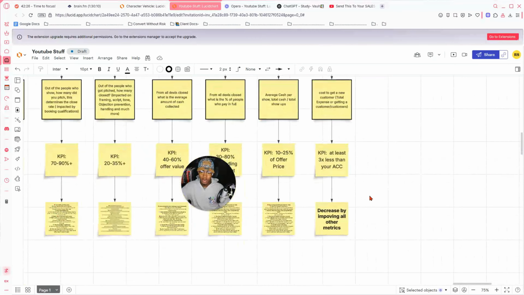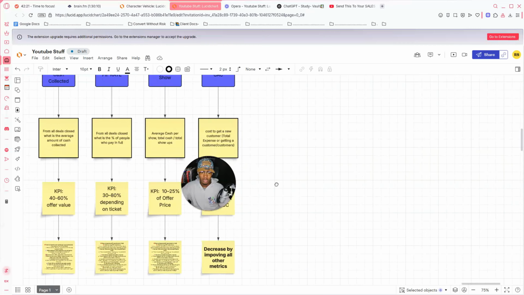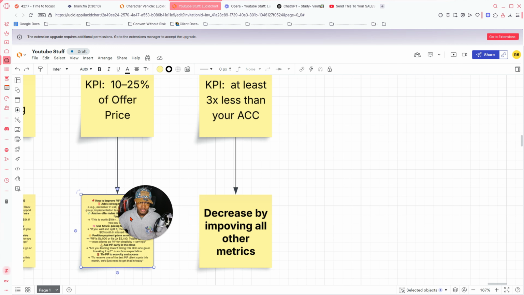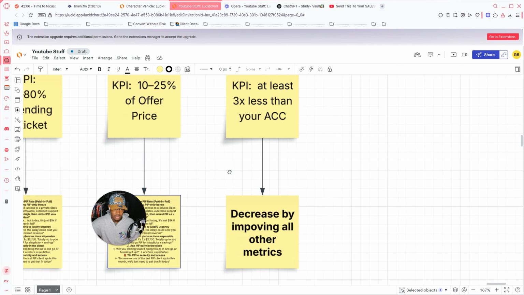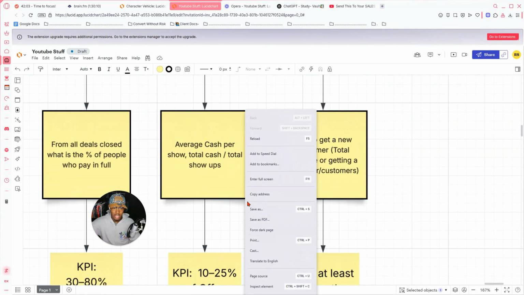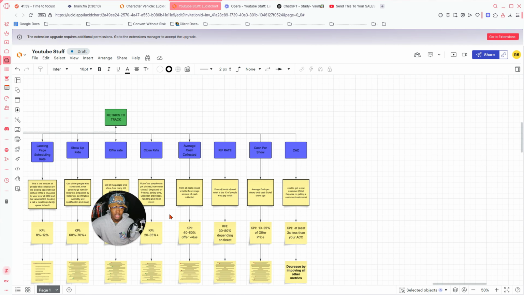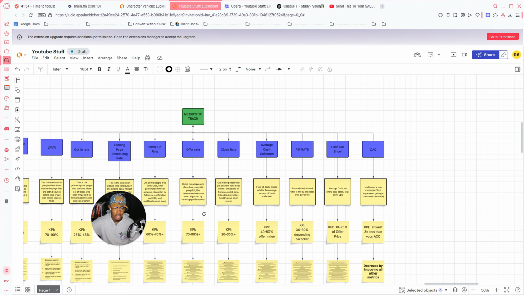Now, let's go over a few of the improvements to these metrics. I won't go over everything. First thing is your cost to acquire a customer. You decrease the cost to acquire a customer by improving every other metric. If you improve every other metric, this will go down. Now, I'll just give you guys the most important things. I'll do show up rate and opt-in rate.